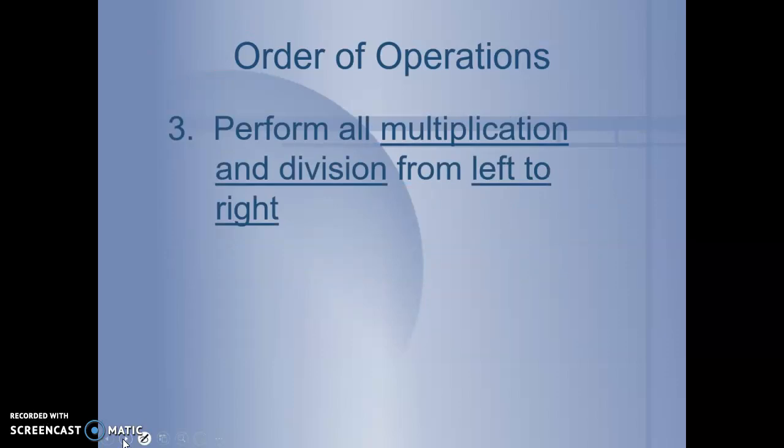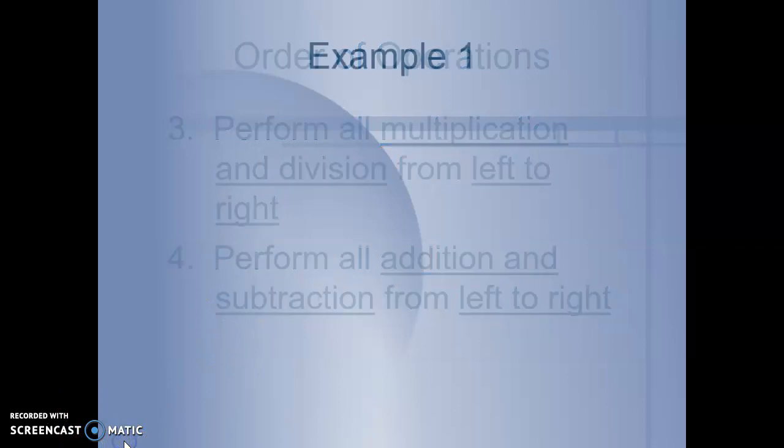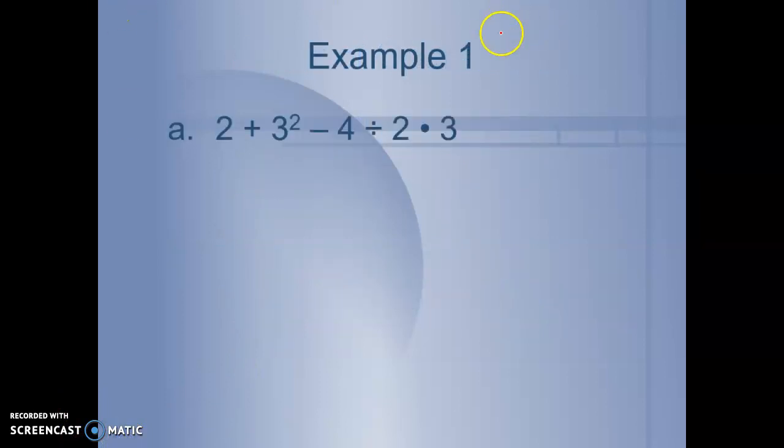The M and the D in GEMDAS or PEMDAS happen at the same time. We're going to multiply and divide, moving from left to right at the same time. And lastly, in PEMDAS and GEMDAS both, addition and subtraction are last. They are done at the same time, moving from left to right. Let's take a look at an example.